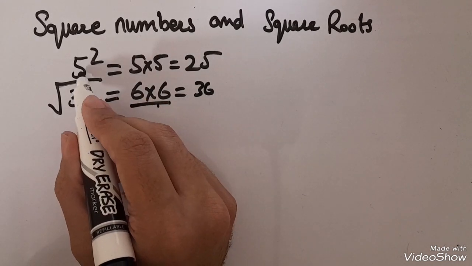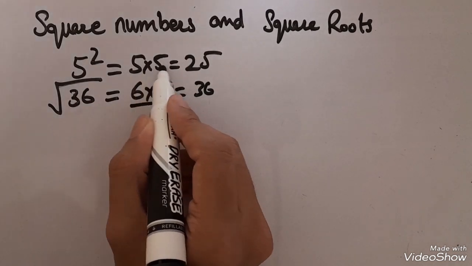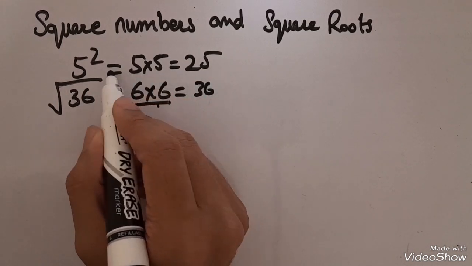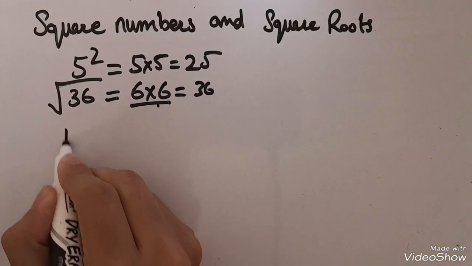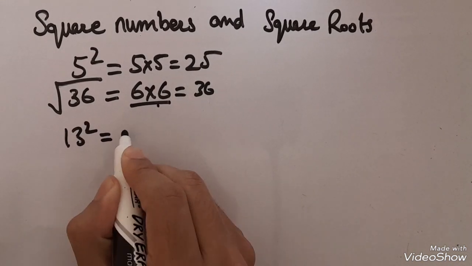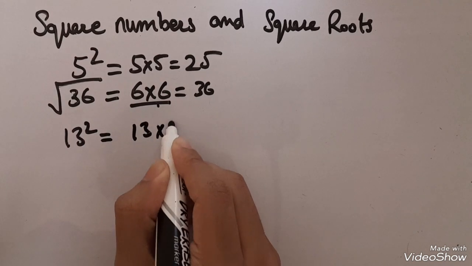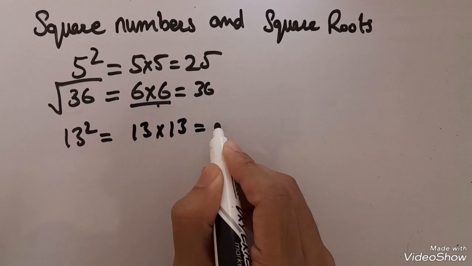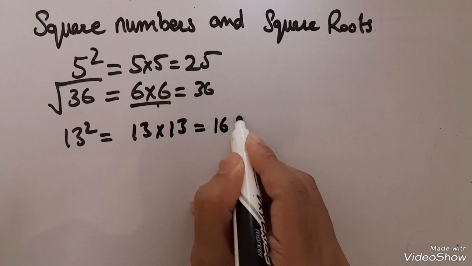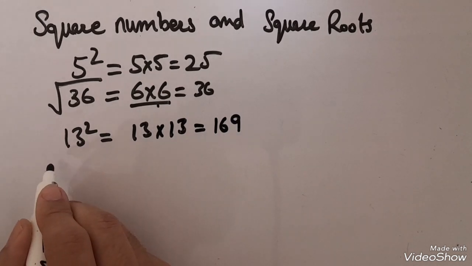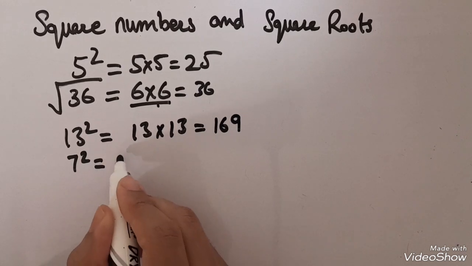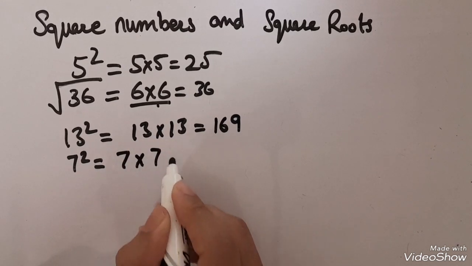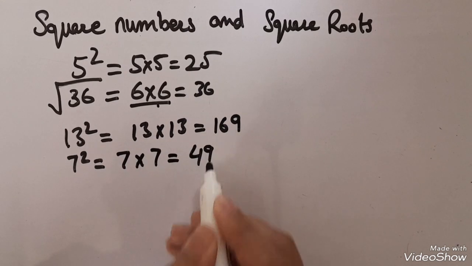And 5 squared is equal to 5 times 5, which is 25. So this is how we will calculate square numbers. An example can be 13 squared is equal to 13 multiplied by 13, which will be 169. And a second example can be 7 squared is equal to 7 times 7, which will be 49.